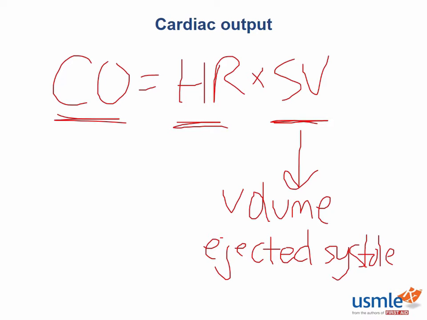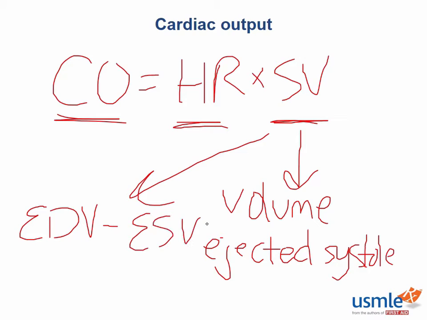Do you remember how you calculate the stroke volume? Stroke volume is calculated by subtracting end systolic volume from the end diastolic volume. Very good. So stroke volume equals end diastolic volume minus end systolic volume. And if you multiply that by the heart rate, you get your cardiac output.